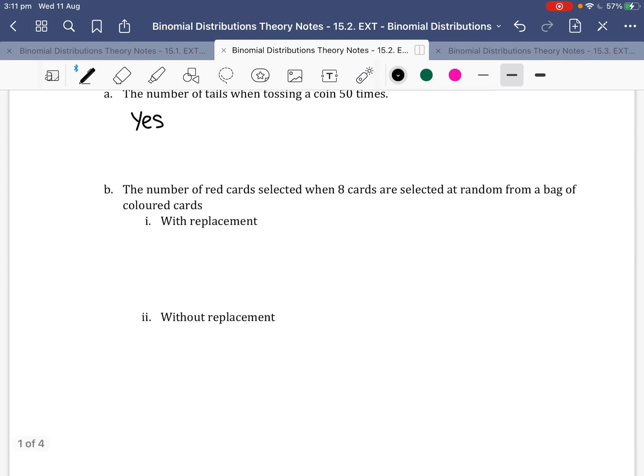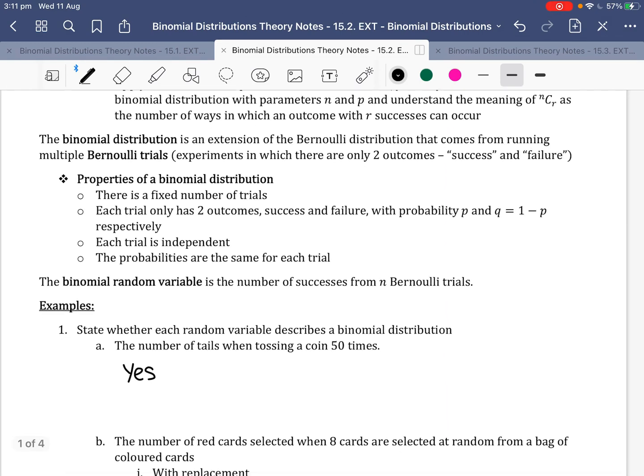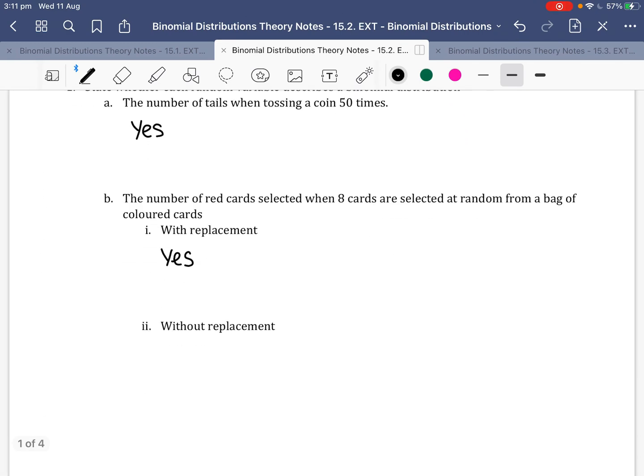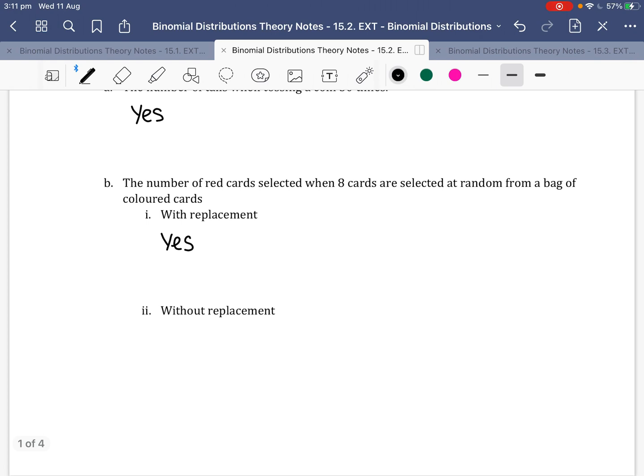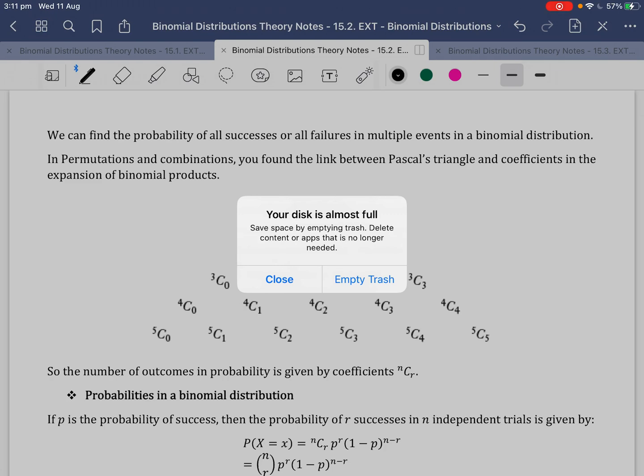Then we have the number of red cards selected when 8 cards are selected at random from a bag of coloured cards with replacement. So this is yes, it's either success or failure, so it's going to be a binomial distribution. This is because we are putting the cards back so that the probability stays the same, and that hits that last dot point there, whereas when it's without replacement, the probability is changing each time. So it's a no.